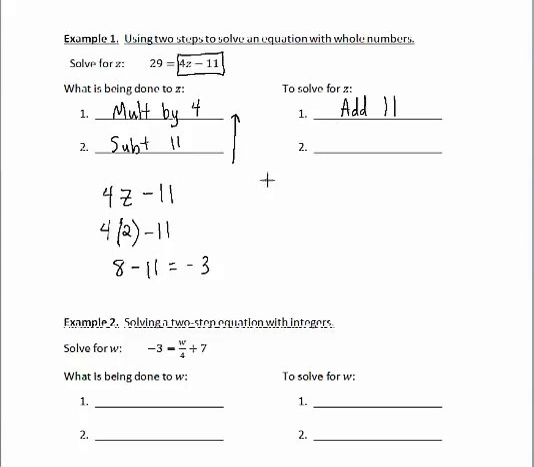And again, the goal of solving these equations is to get the variable by itself on one side. So once we add 11, that undoes the subtraction of 11, and continuing backwards up our list, the last step we run into is multiply by 4. To undo multiplication, we divide. So we would say divide by 4 to get the z by itself.